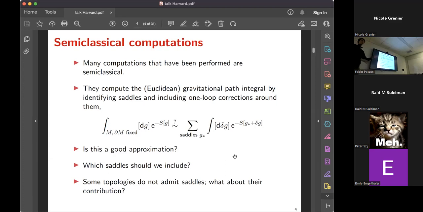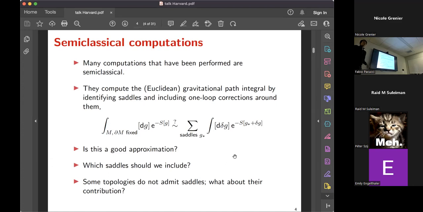There are some exceptions, like JT gravity, a notable exception that I will discuss in a second. But you might ask whether this is a good approximation. You might also ask which kind of saddle should qualify as a saddle, because there are, for example, many geometries that have some kind of defects or other singularities, and it's not clear whether we should include them.